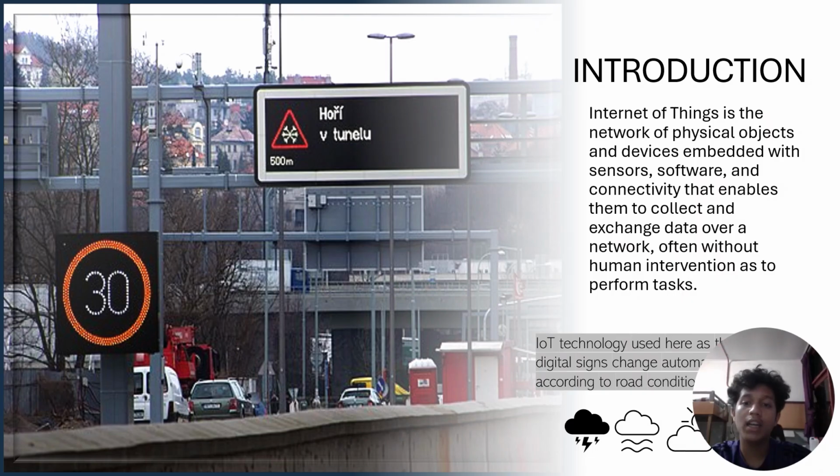Internet of Things is the network of objects and devices embedded with sensors, software, and connectivity that enables them to collect data over a network without human intervention so as to perform tasks.